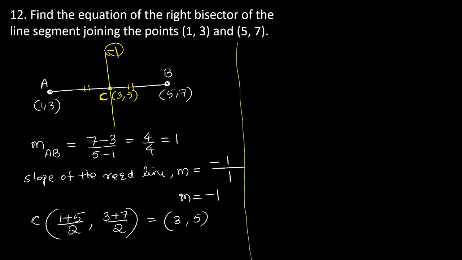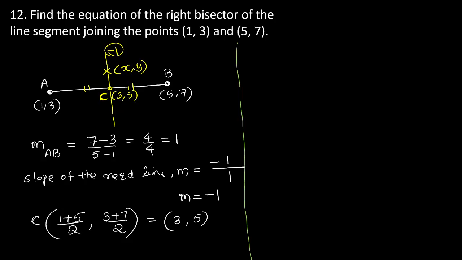Slope point form. Many times I repeated the same word. If the slope is available and a point is available, this is the way we find the equation. x comma y.